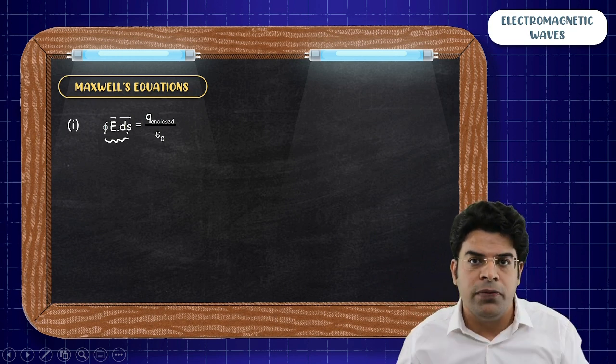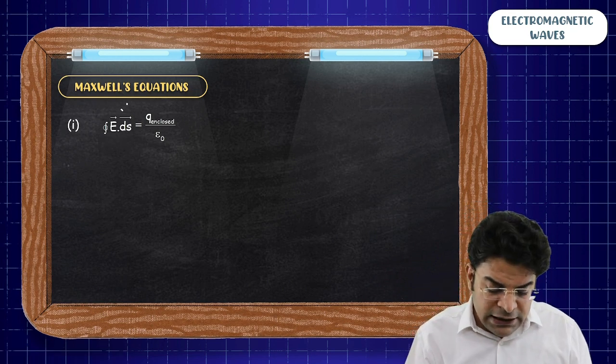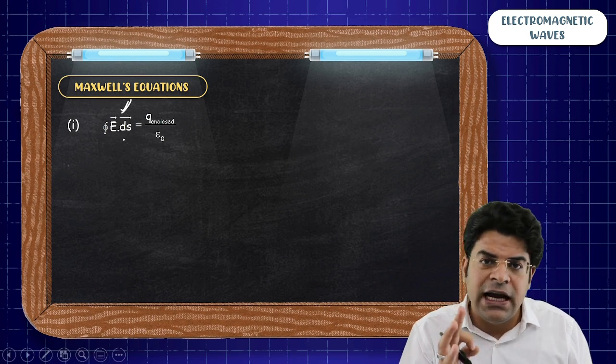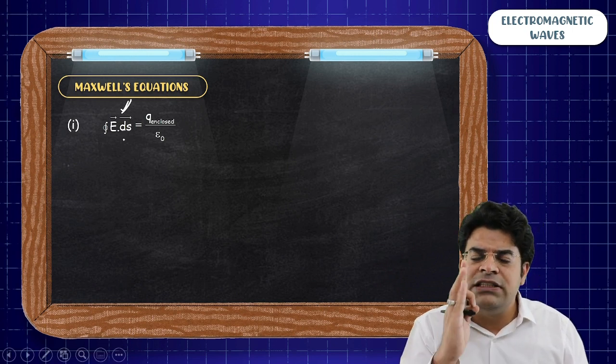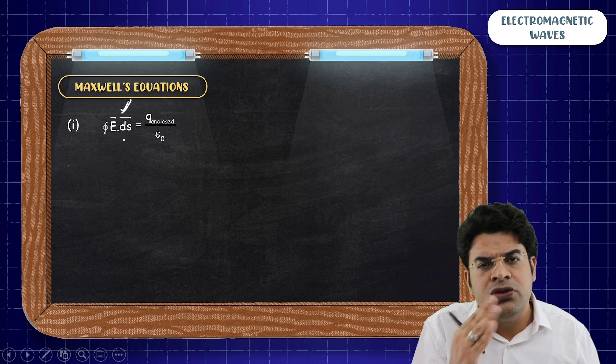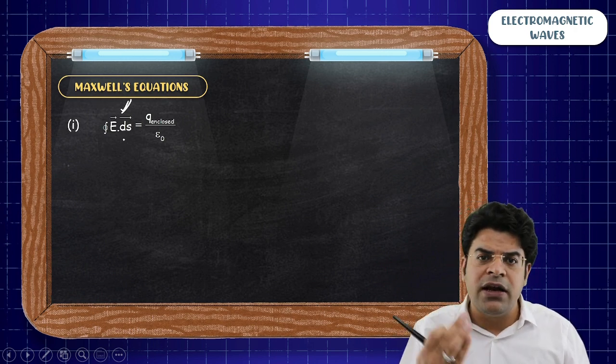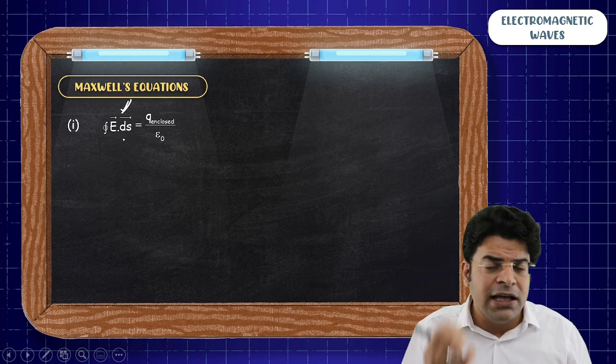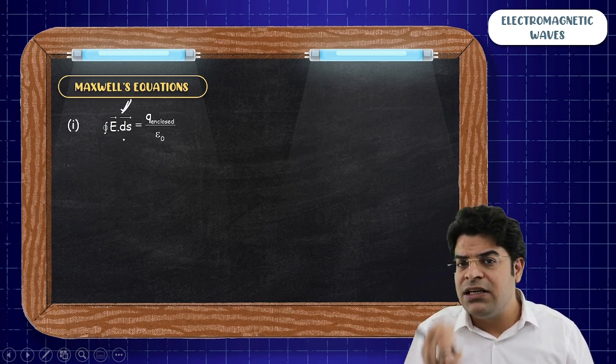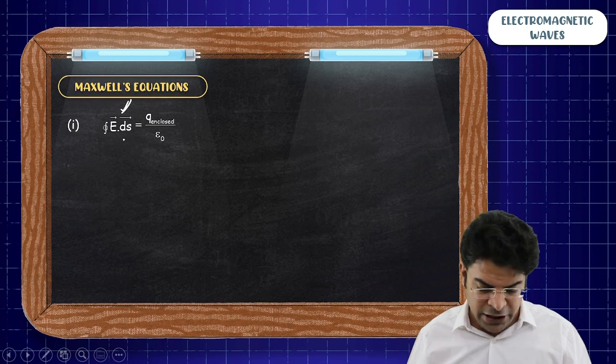flux coming out. When I taught you electric flux, I said to visualize the flux as the number of field lines crossing through the area. The more the number of field lines cross, the more is the electric flux linked with the area. The fewer the number of field lines cross, the less is the electric flux linked with the area.